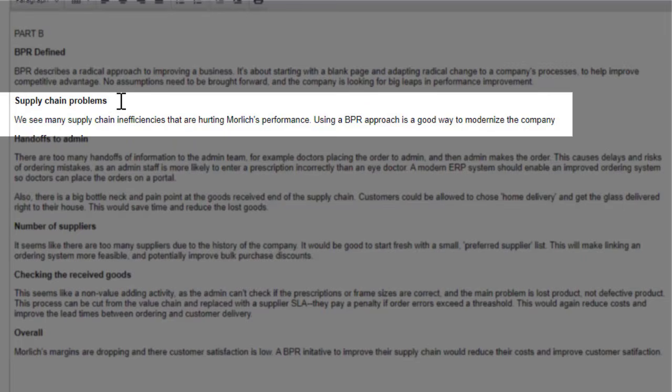I've also added a little start off here, supply chain problems. We see many supply chain inefficiencies that are hurting Morlich's performance. Using a BPR approach is a good way to modernize the company. I got started with that. Not sure if that's going to get a mark. On second thought, maybe I'm being a little verbose, but I wrote it.